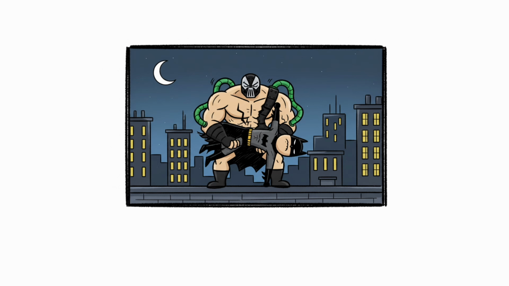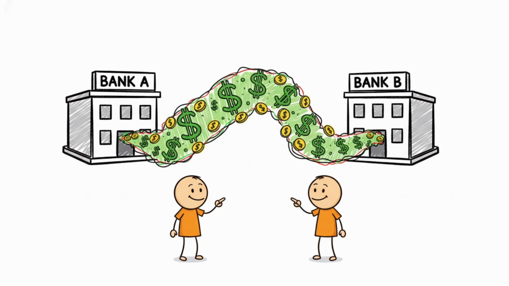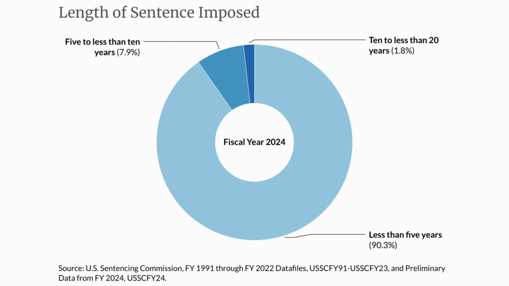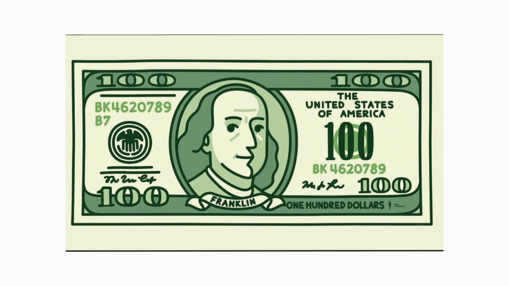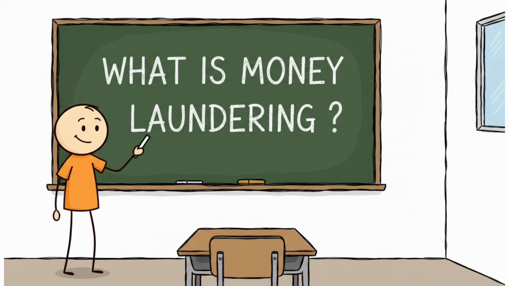Today, I'll break it down in the simplest way possible, using ridiculous examples, fake criminals, and 0 prison sentences for you. Part 1. What is money? It's a green piece of paper. What is money laundering?